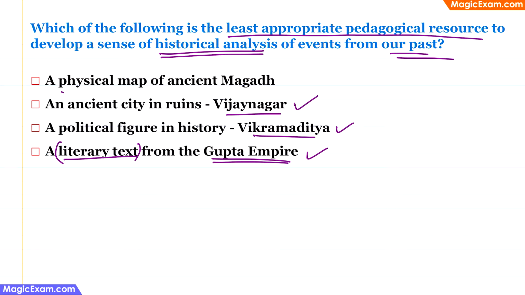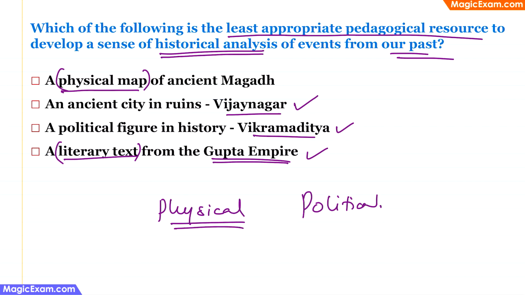Now, the first option says a physical map of ancient Magadh. Now, pay attention to the fact that it is referring to a physical map. Now, maps are of 2 types. There are physical maps and there are political maps. Now, a physical map is like a satellite photo. It just shows you where there is a forest, where there is a mountain, where there is a lake. It does not show you any borders or any kingdoms. Therefore, a physical map is quite useless when it comes to understanding history or politics or civics. Therefore, a physical map of ancient Magadh is the least appropriate pedagogical resource.